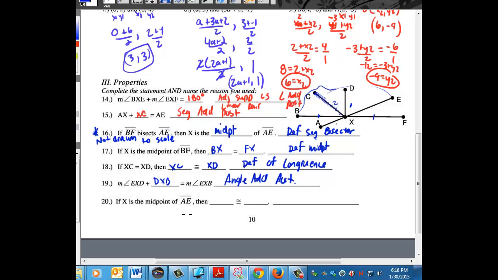Next, if X is the midpoint of AE, and again, let's put a little star here, not drawn to scale, clearly not drawn to scale. Then AX is congruent equal to XE, and what do we do? It's the same here, we draw a midpoint, so we can say definition midpoint.